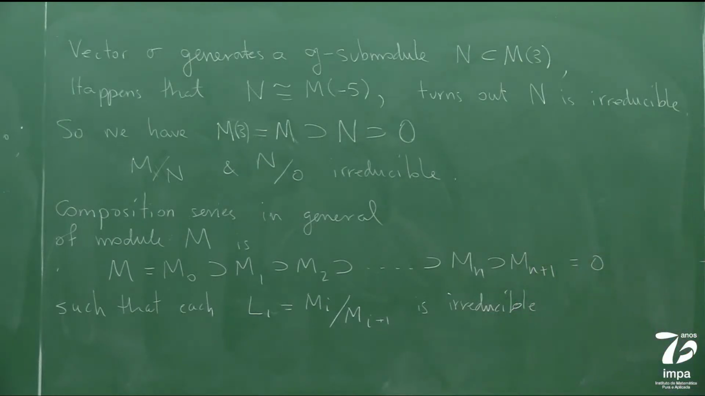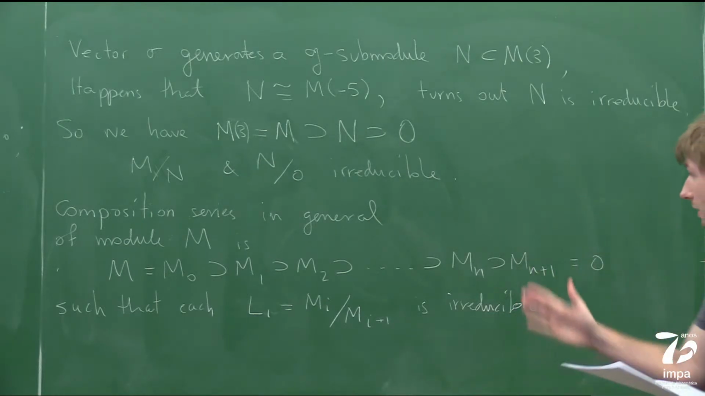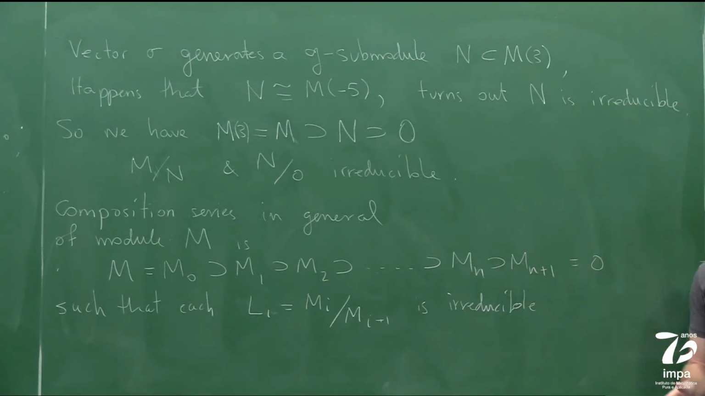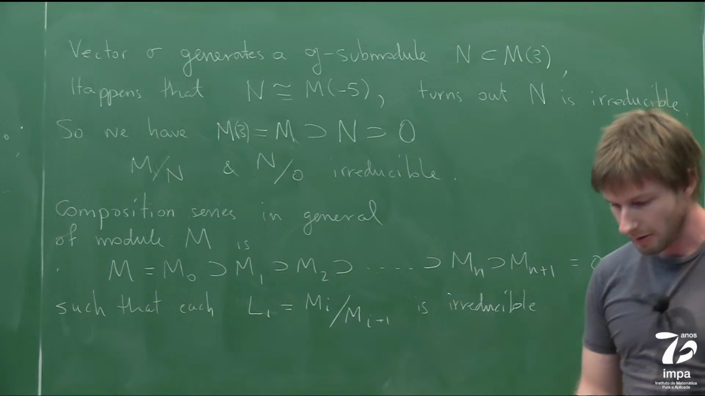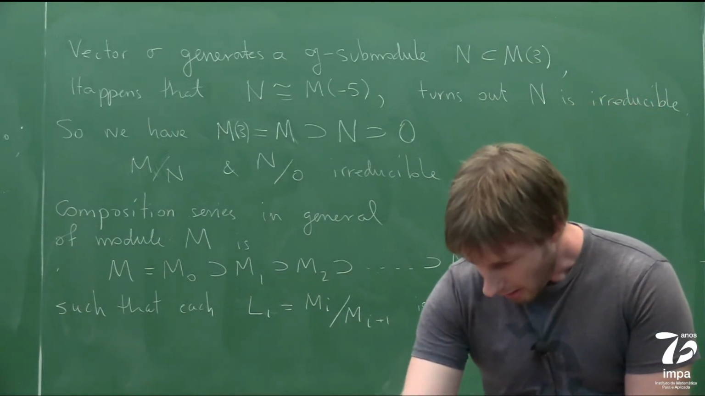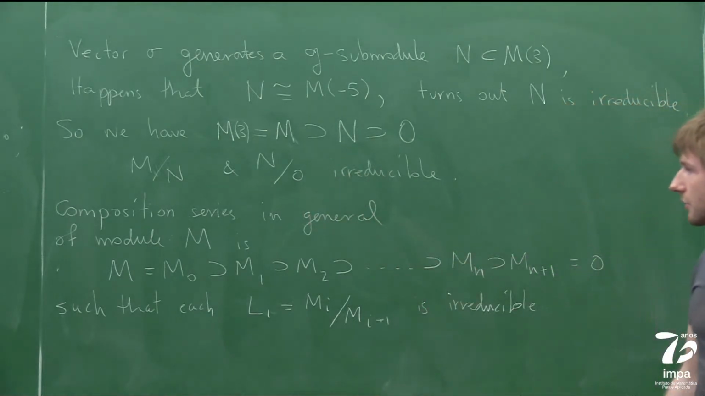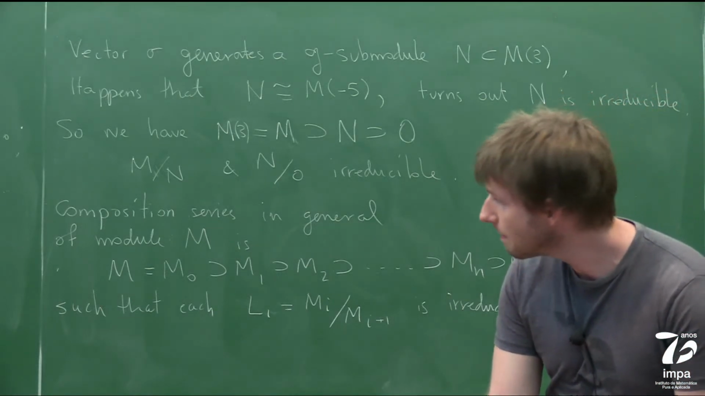Everyone knows what a composition series is. It's a sequence of subspaces like this, such that consecutive quotients are irreducible modules. And the basic question is, we have this class of modules called Verma modules. Can you say what the composition series of a general Verma module is?